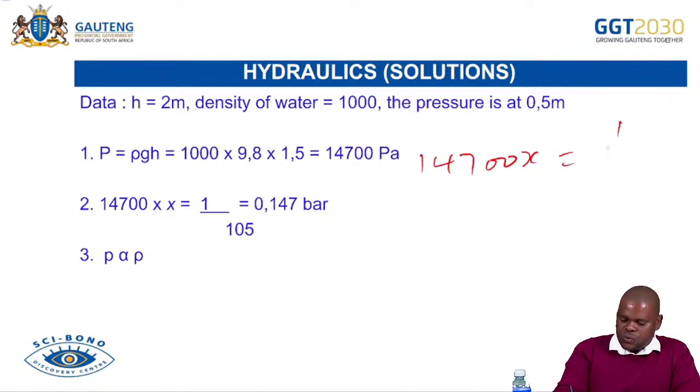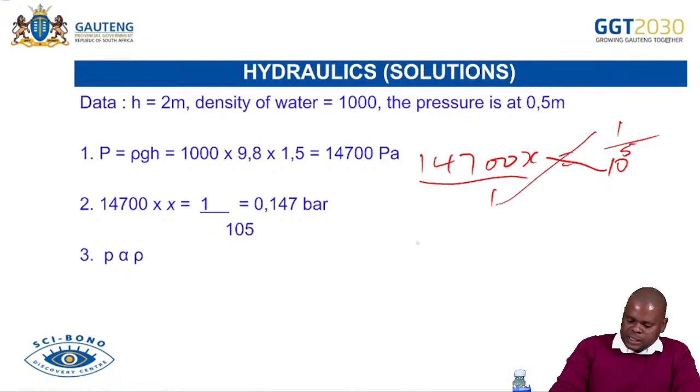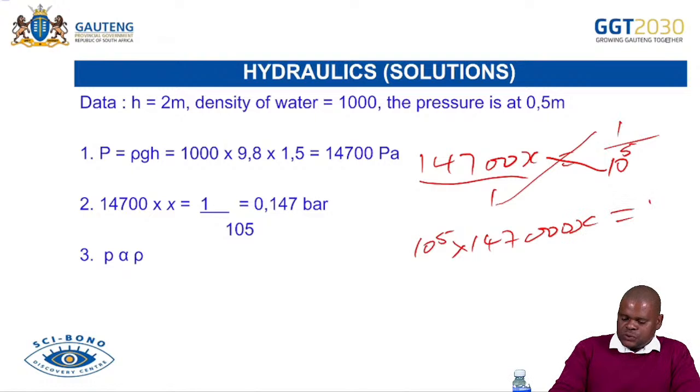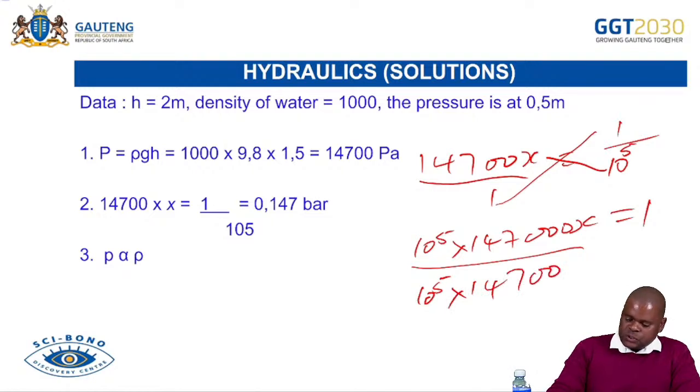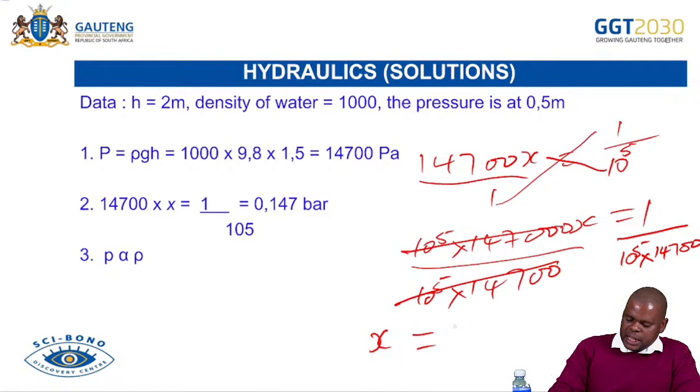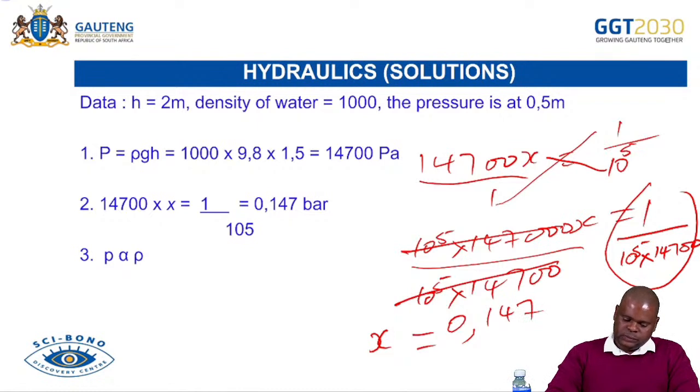14700 x is equal to 1 over 10 to the exponent 5. You start by doing what? Can you see? Then we cross multiply. This comes here and this goes there. Then we'll have 10 to the 5 times 14700 x, which is equal to 1. Then we divide by 10 to the exponent 5, multiply by 14700. Sorry, it's 2 zeros, not 3 zeros. Then x, this will cancel this. Then we are left with x on this side, and this on the other side. And when you manipulate this, it's going to give you 0.147.